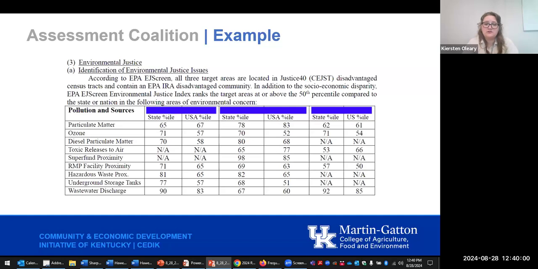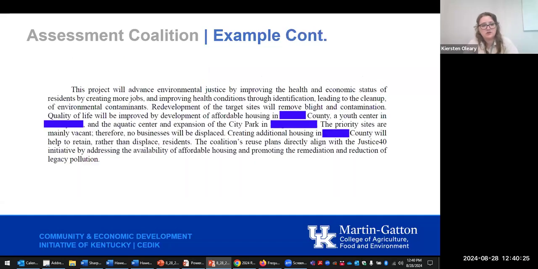In addition to the socioeconomic disparity, the EPA EJScreen Environmental Justice Index ranks the target areas at or above the 50th percentile compared to the state. And then it goes on. Each of the blue things are separate target areas. So there are 3 target areas, and it's providing the comparison between the state and the USA total. And then the next slide is just a continuation of this question, the part 2.